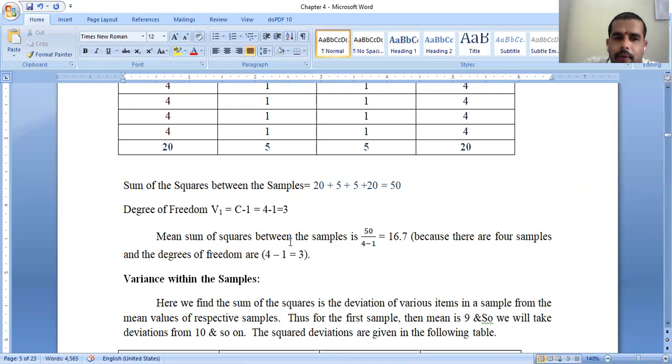Then the mean sum of squares between samples is MSC, where 50 stands for the SSC value. MSC is equal to SSC by C minus 1, that is 50 divided by 4 minus 1. Then you get 16.7, because there are 4 samples and the degrees of freedom is 4 minus 1, which is 3. We call it MSC is equal to 16.7. After getting all the between samples values, go for the variance within the samples.